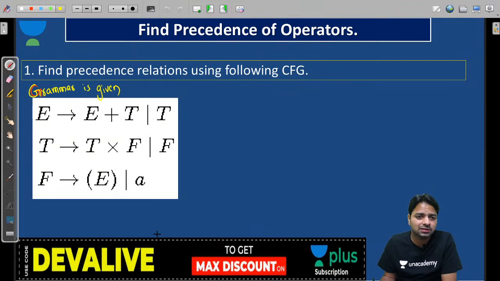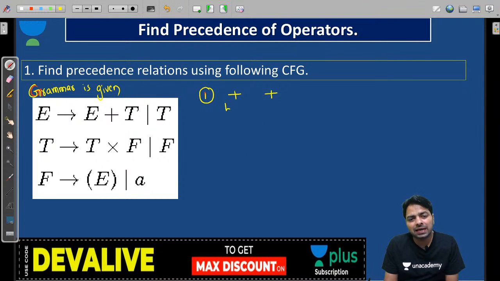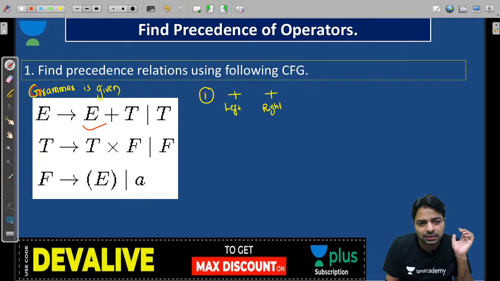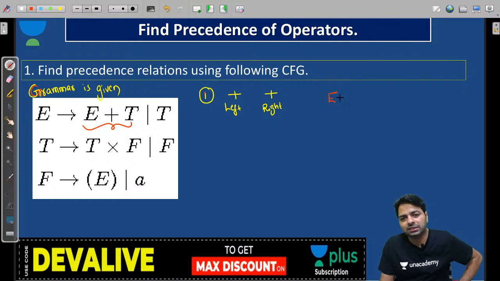Precedence relations. Now look at this grammar, and I want to find the relation between plus and star. There are many relations, guys, and here from left to right you have to understand both operators. I'm just trying each one. First point, plus and plus. What is the relation between them? Plus is the left operator, and the other plus is the right operator. So now how to find out? Here there is only one production we have, E plus T.